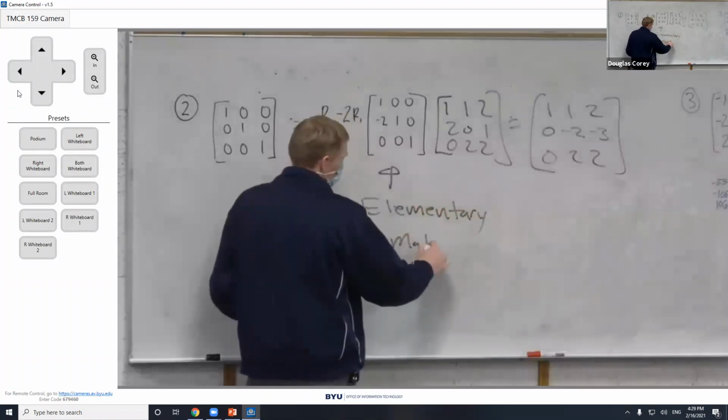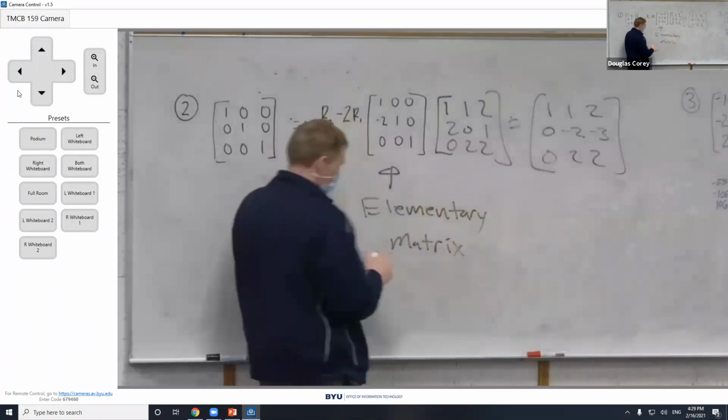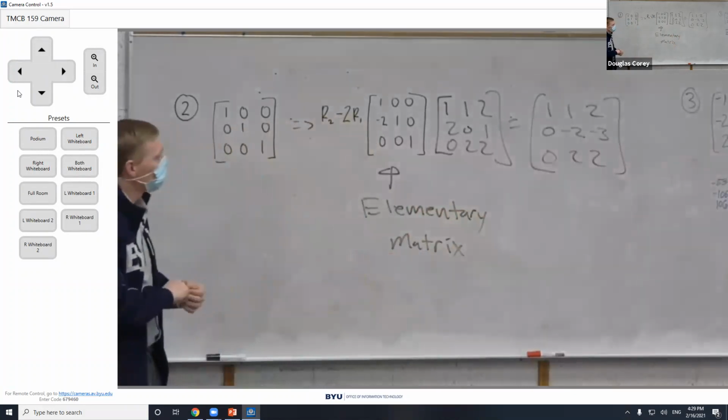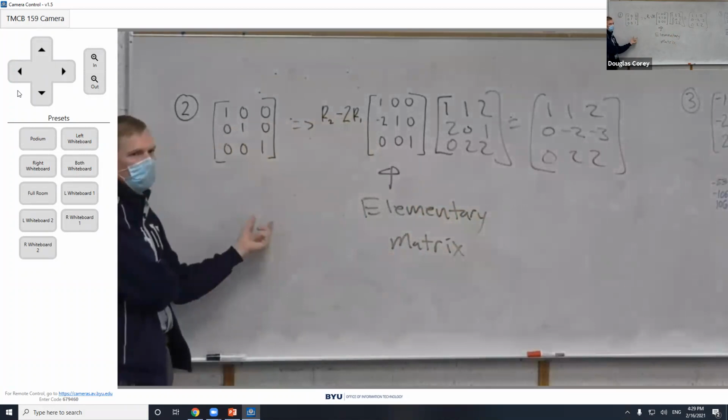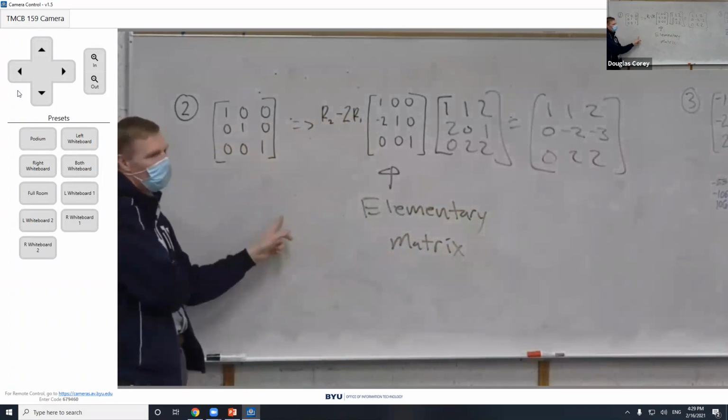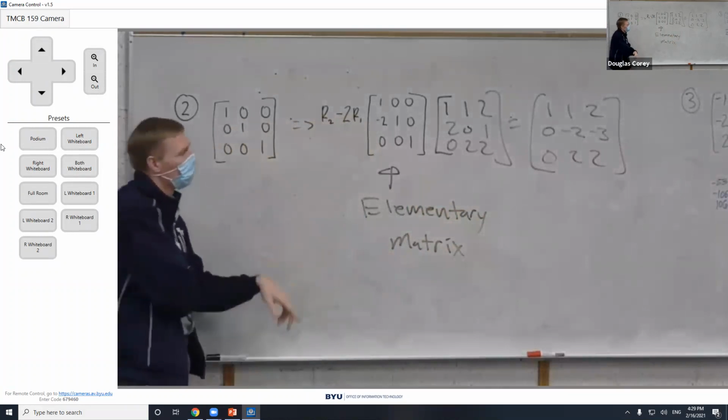We'll talk a little bit more about these in a minute. Okay. Questions here? I don't know, some of you are shaky on this. We'll come back to elementary matrices in a minute.